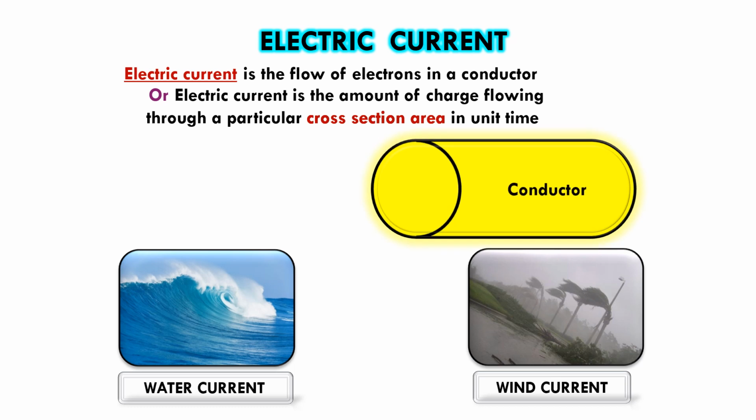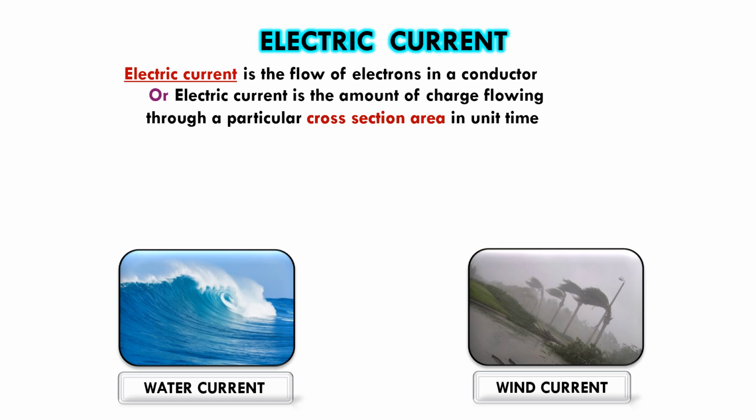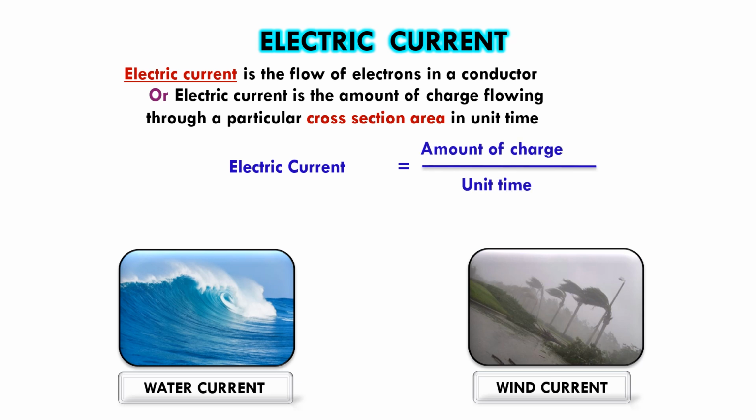This is a conductor. This is the cross-sectional area. Electric current is equal to the amount of charge per unit time.